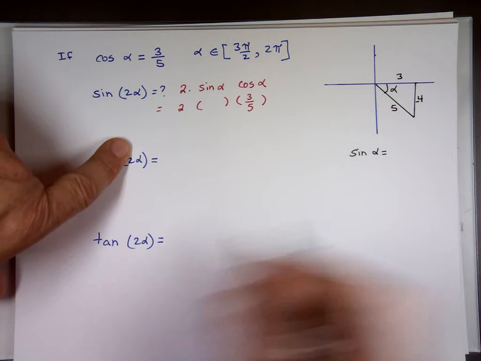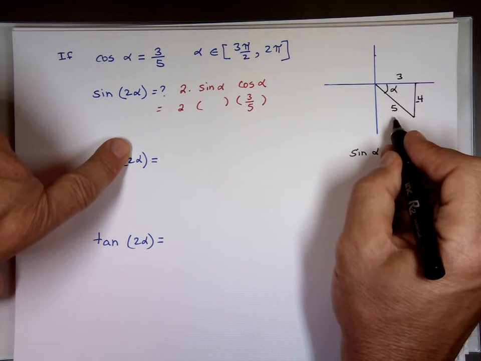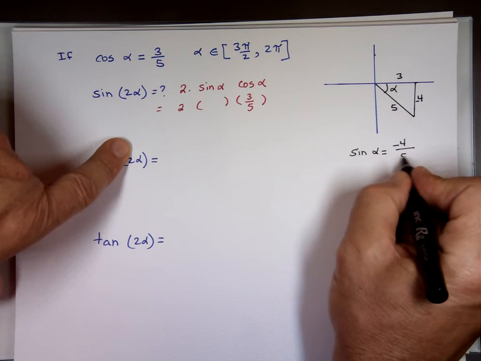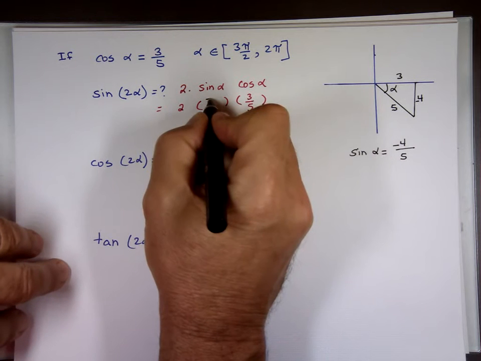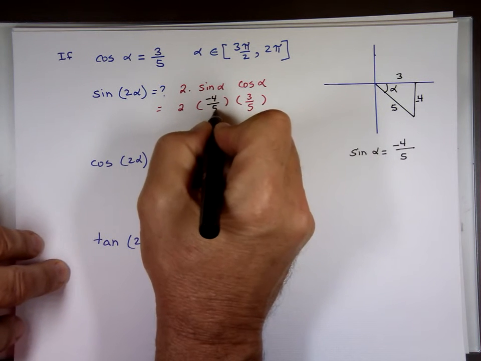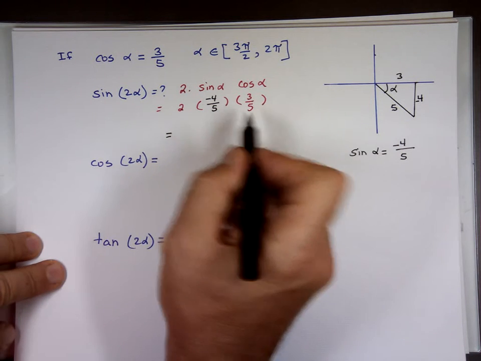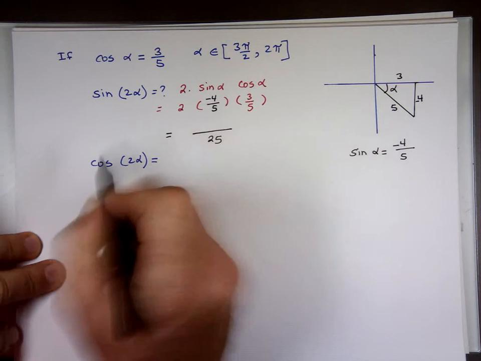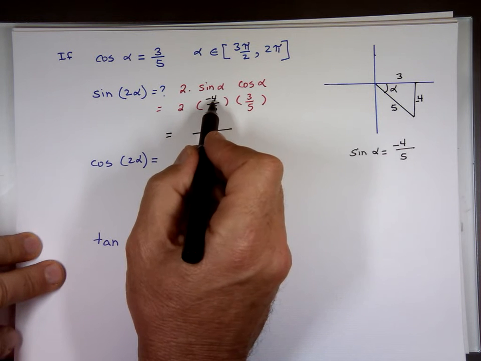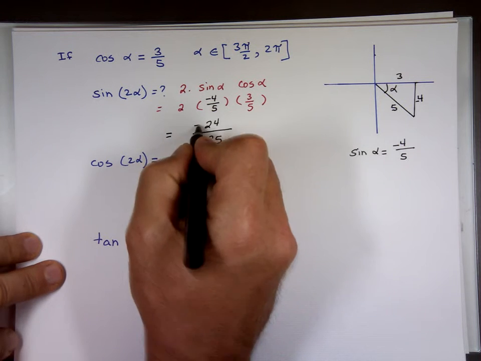The sine's opposite over what? Hypotenuse, 5. So now if you come back and plug it in, so what do we have? The bottom is what? 25? 3 times 4? 12 and 2? Negative 24 over 25.